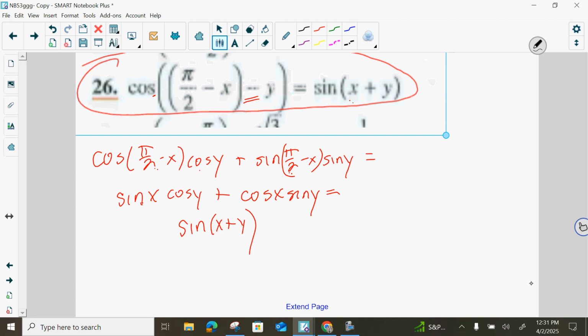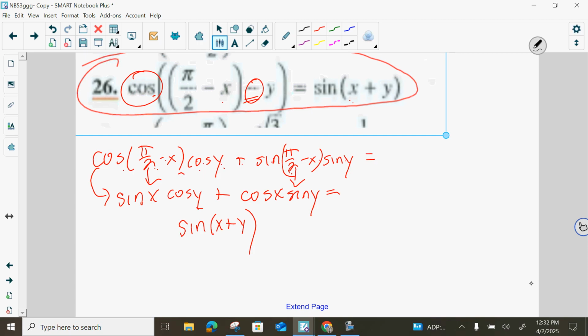How did I get from this to this? From here to here? Cosine difference rule. Cosine of the first, cosine of the second, plus sine of the first, sine of the second. Would I have to have used cofunctions? Again, since I'm probably asking the question, no, right? What else could you have done from this step to that step?